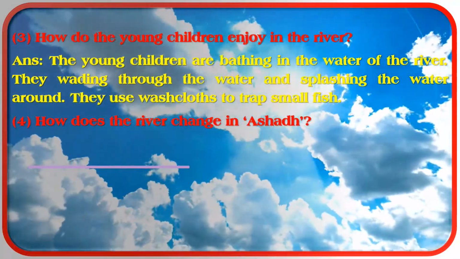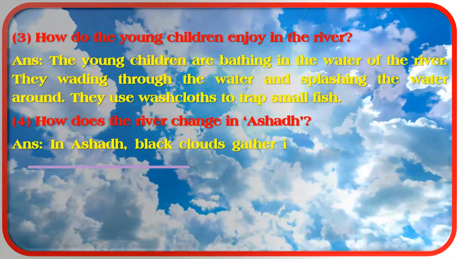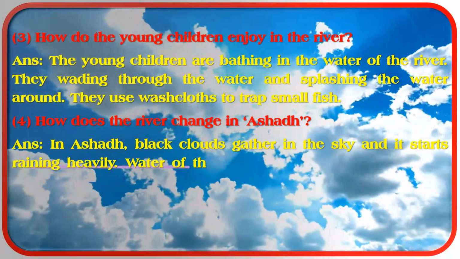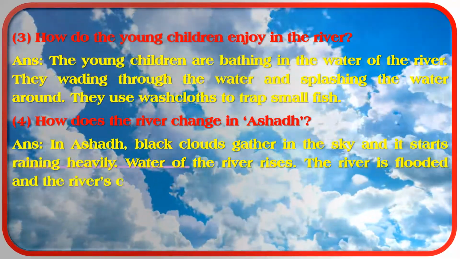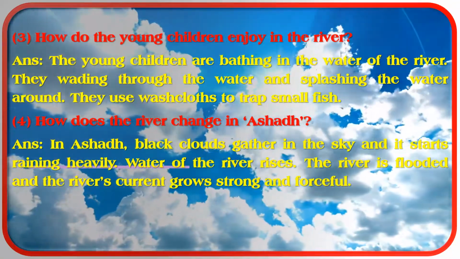How does the river change in Ashad? In Ashad, black clouds gather in the sky and it starts raining heavily. Water of the river rises, the river is flooded and the river's current grows strong and forceful.